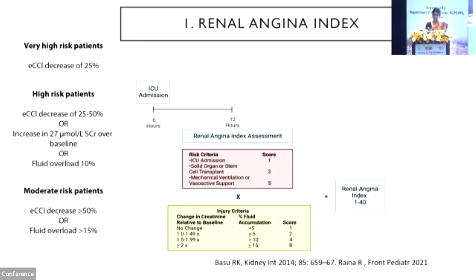And once you get the scores for these individual boxes, you multiply them, and the total score should be more than 8. That's the cutoff used to identify AKI on day 3 of admission.